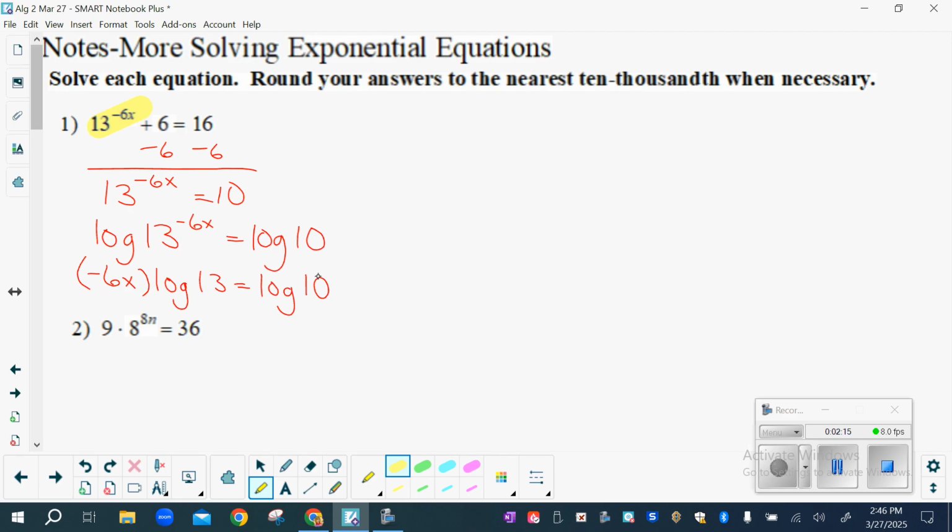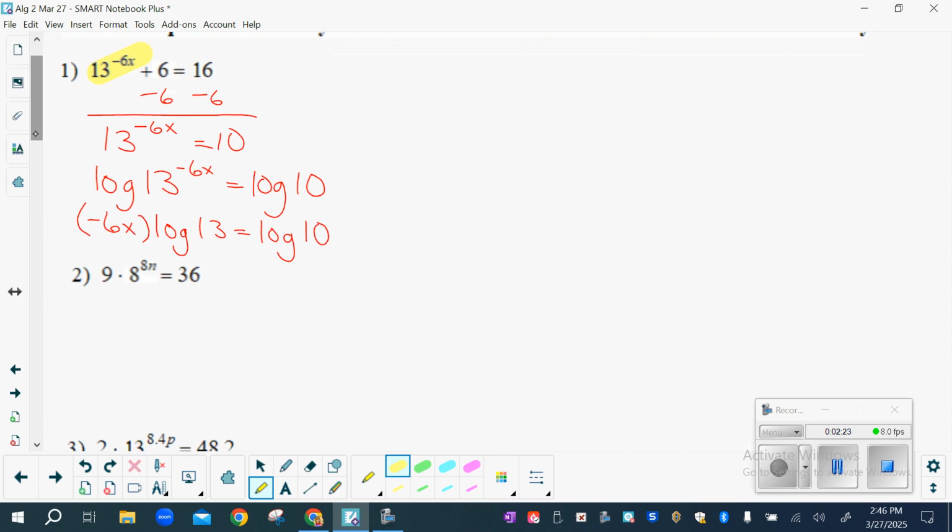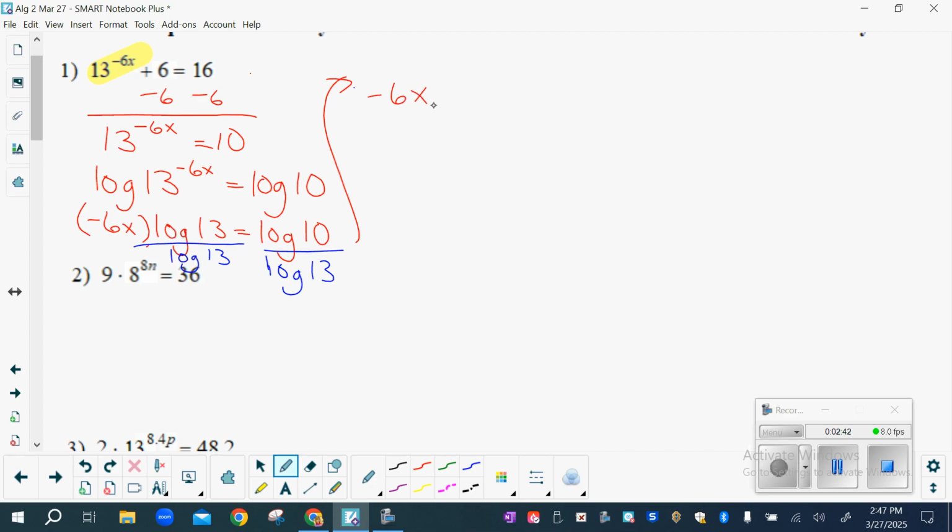So to isolate the x, you guys know what to do next? That's right. Divide both sides by log 13. I'm going to do that in blue. So I get -6x, because these logs cancel, equals log 10 over log 13. And then what would my last step be to solve that? Divide by what? By what number? -6. That's right. Good. You want to divide both sides by the -6.